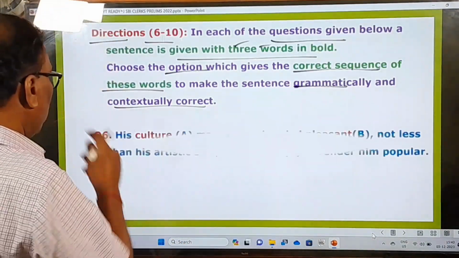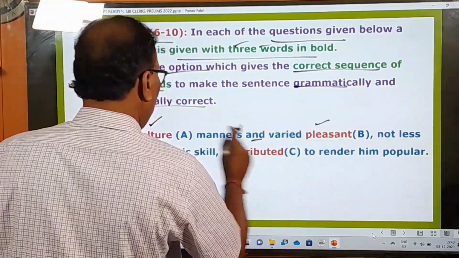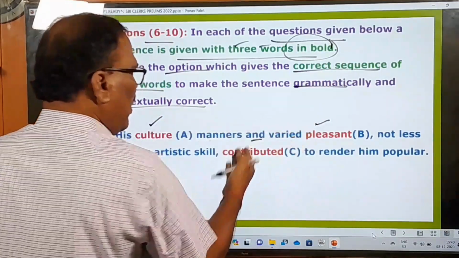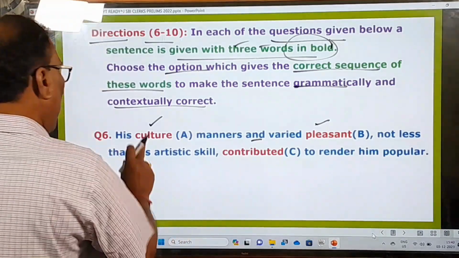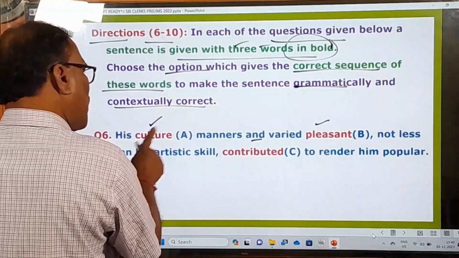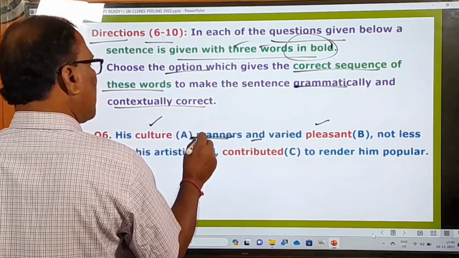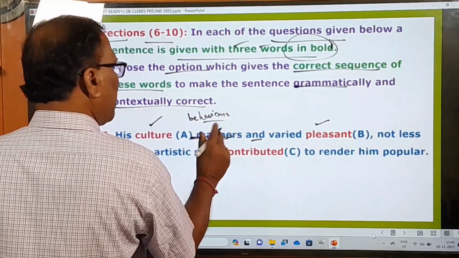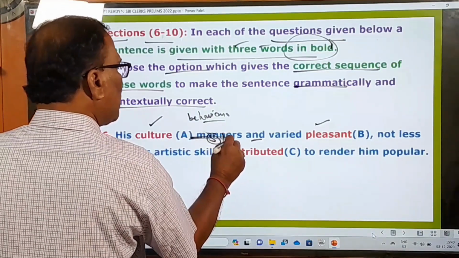How? Let us see the first one. These 3 words are given in bold. In bold means I have given them here in red color. And here you have to keep them in an order, so they are given wrongly here. So, his culture manners. Manners, you know very well, means good manners, behavior, conduct. That is the meaning of this word manners. It's a noun and a singular word.